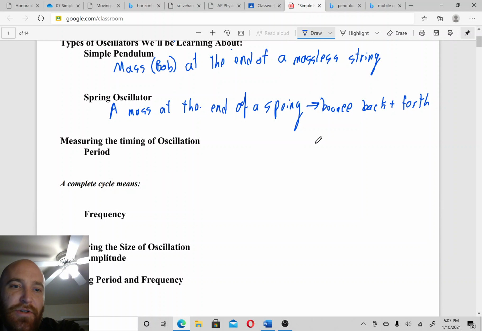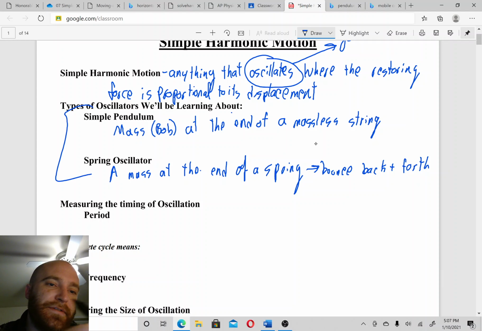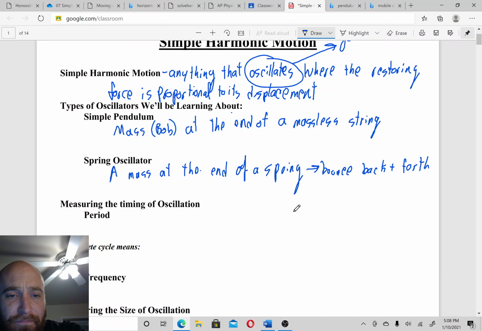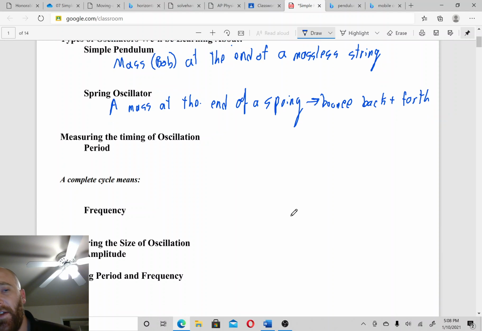Cool. Measuring the timing of oscillation. So we're going to deal with these ideas a whole lot, so I don't want to spend too much time on it today. But we are going to have to talk about the timing of this oscillation. So we measure the timing of something that goes back and forth, or something that repeats in cycles, using two values that both measure the timing. We use the period of that motion and what we call the frequency of that motion.